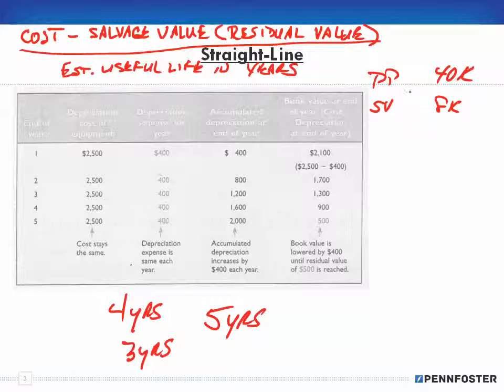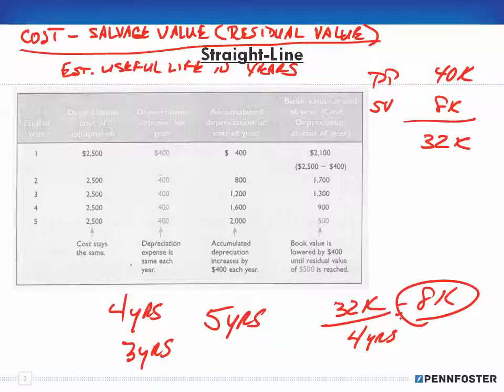So we take our purchase price less our salvage value, and that gives me a value of, in this case here, 32,000, right? And I take the 32,000 and I divide it by however long I estimated my useful life to be. So let's say I estimated it to be 4 years. That would mean that each year I'm going to depreciate $8,000. That's the basic math to straight line depreciation: cost less salvage value over the life.